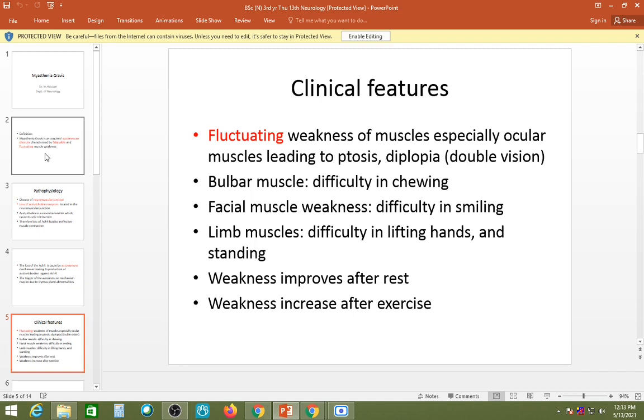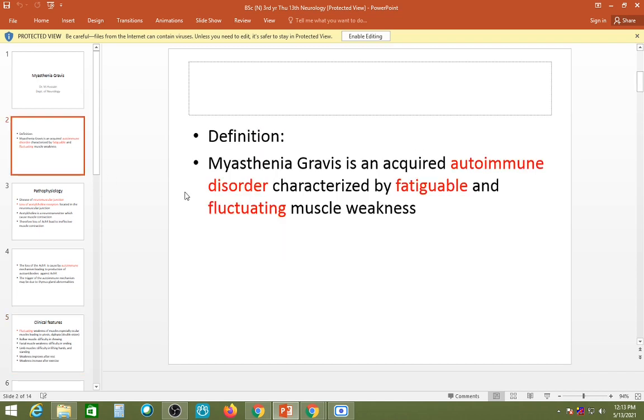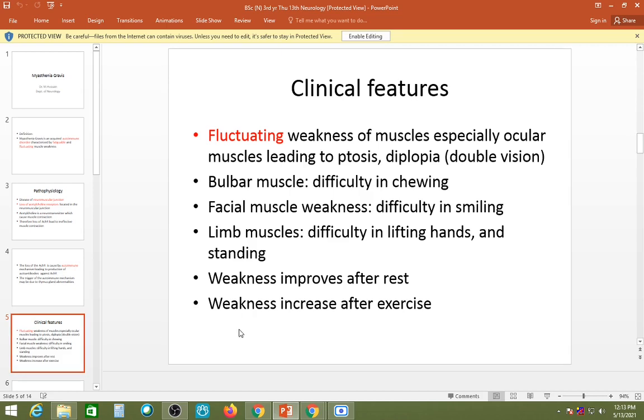During the initial part, I have said that the weakness is not only fluctuating, but it is fatigable. By fatigable, it means that the weakness improves after rest and the weakness increases after exercise. So the person is all right in the morning after getting up from sleep because the whole night the person has slept and it is totally restful.